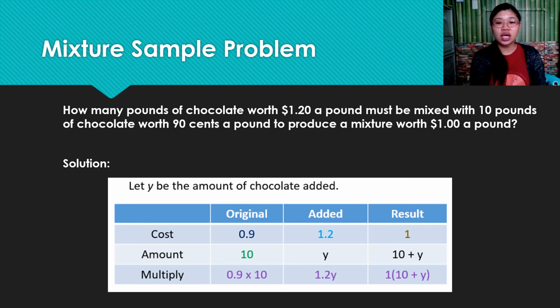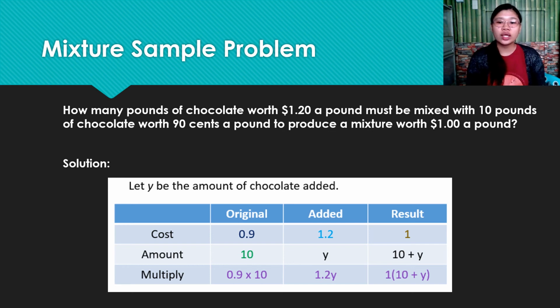So we have here the original cost is 90 cents a pound. And then we have here for that cost 10 pounds. So as you can see in the given, we have here 10 pounds of chocolate worth 90 cents a pound. That is the original. And then the question is, how many pounds of chocolate worth $1.2 a pound must be mixed? The term must be mixed represents addition.